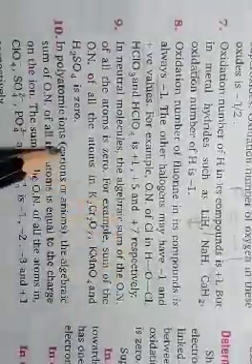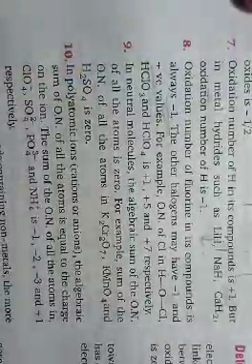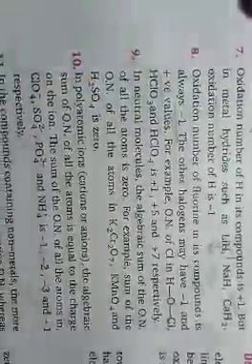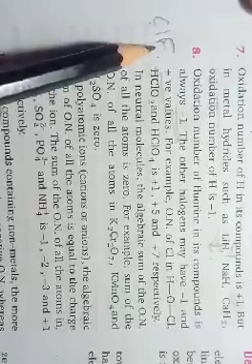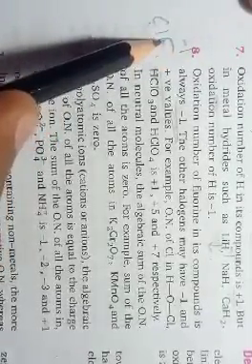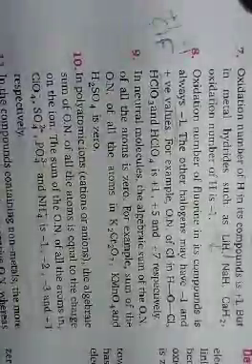For example, in interhalogen compounds. Which type of compounds? Interhalogen compounds are compounds of one halogen with another halogen. For example, ClF, chlorine fluoride. In this compound, fluorine will be -1, and against this -1, the oxidation state of chlorine will be +1. Okay, students.